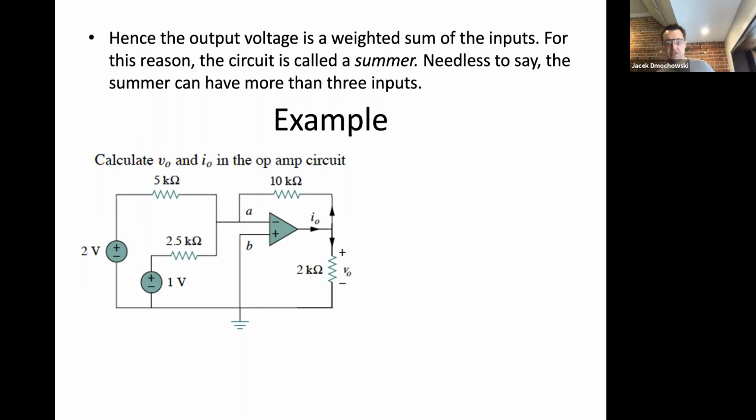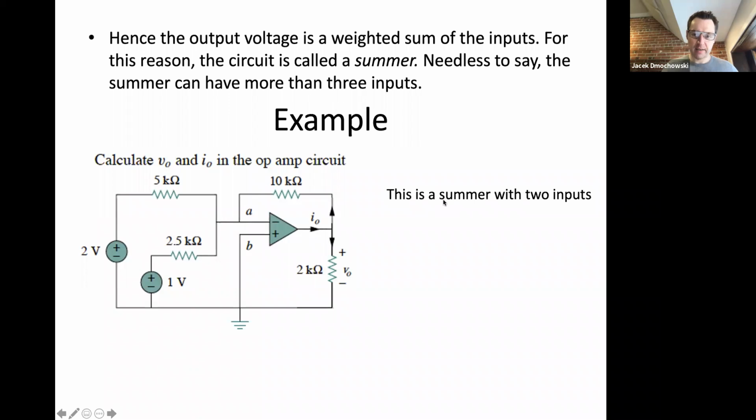Okay, so let's do this circuit, which, as you may have guessed, is a summing amplifier. It's a summing amplifier that has 2 inputs, a 2-volt input and a 1-volt input. And we are asked to find 2 things, V0 and I0. V0 is the voltage at the output of the op amp. We're also asked to find I0, which is the current coming out of the op amp.